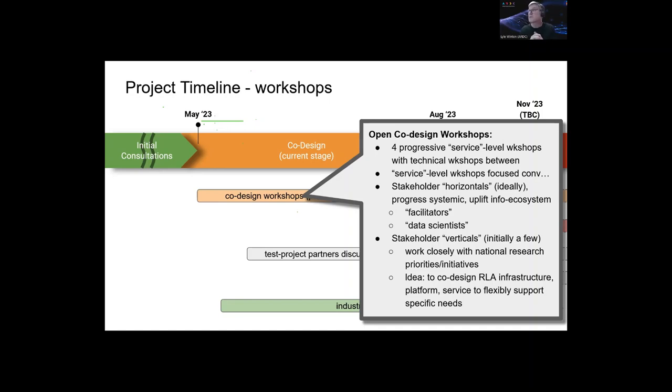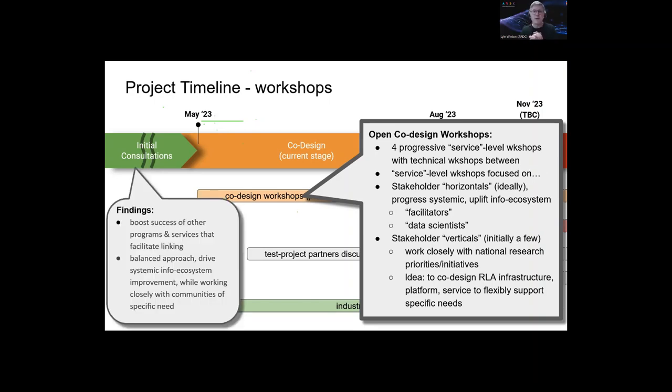We also need to focus on what we're calling stakeholder verticals. Ideally, we'd like to focus on a few national research domains, national priorities or national initiatives. The idea there is to make sure that whatever we build under the Research Link Australia service or platform or infrastructure can flexibly support what different stakeholder needs are going to be. And that might include customization as well.